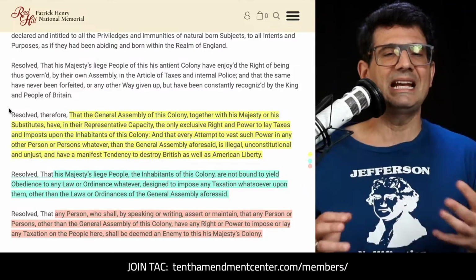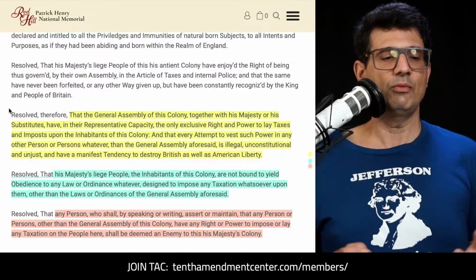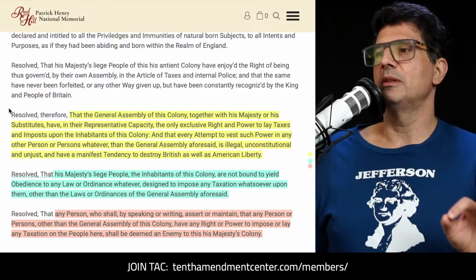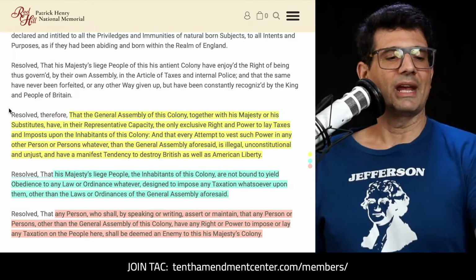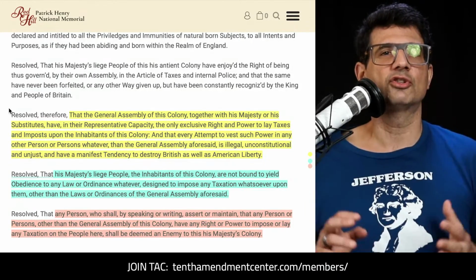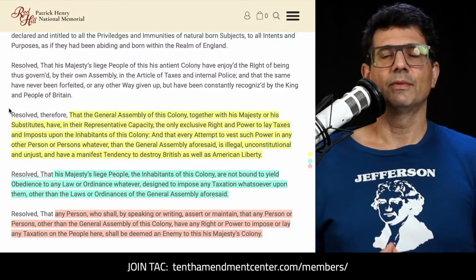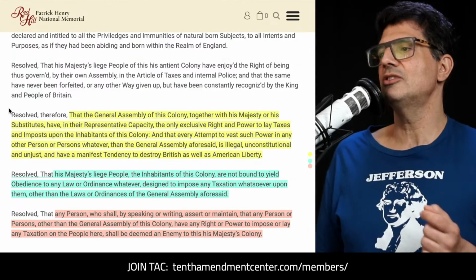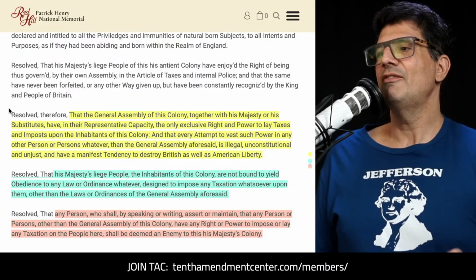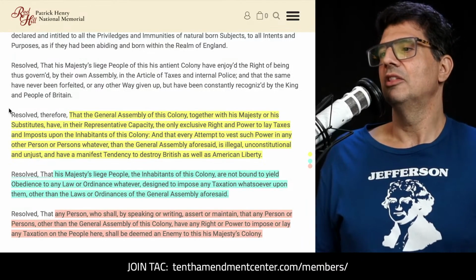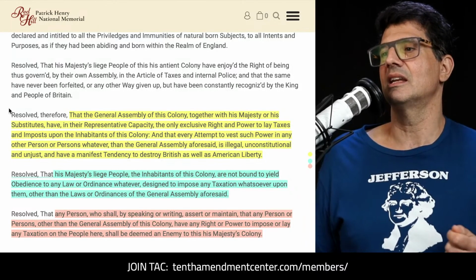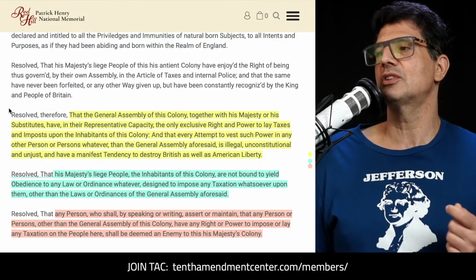And that brings us to the beginning of that resistance that John Jay was describing, the Stamp Act. Now, of course, we're going to go back a little bit further from this as well. But here's how Patrick Henry put it in his great resolves, the Virginia resolves against the Stamp Act. He said, the General Assembly of this colony, together with His Majesty or his substitutes, have in their representative capacity the only exclusive right and power to lay taxes and imposts upon the inhabitants of this colony.